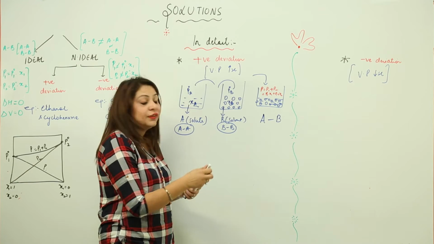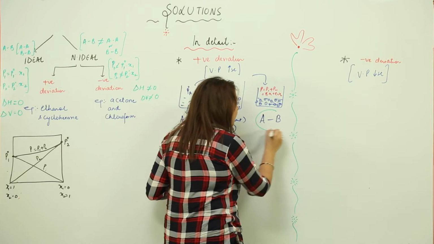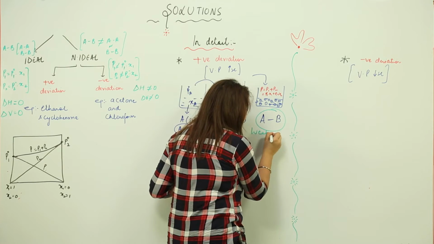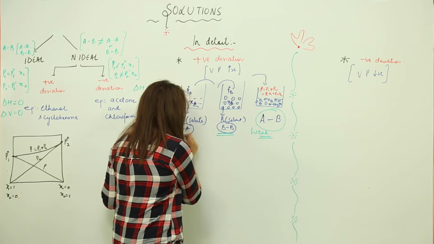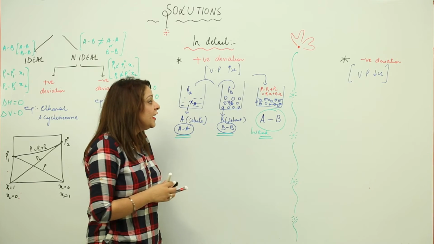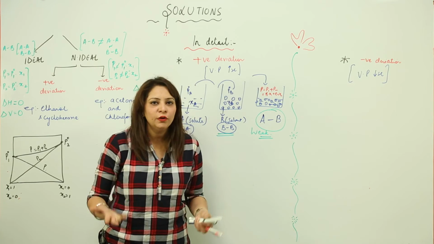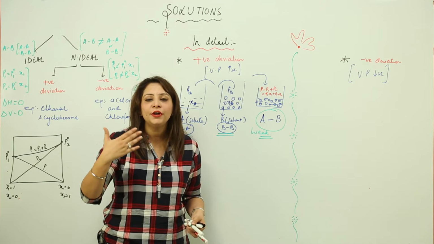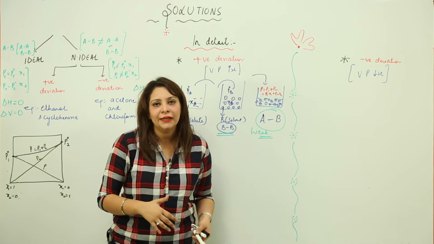So that means now if we compare the strength of the interaction, we found that A-B is comparatively weak. That means it has a weaker interaction if we compare it with A-A or B-B. Now if the interaction between A and B is weaker, what kind of behavior do you expect? Will the vapor pressure increase, or will it decrease?